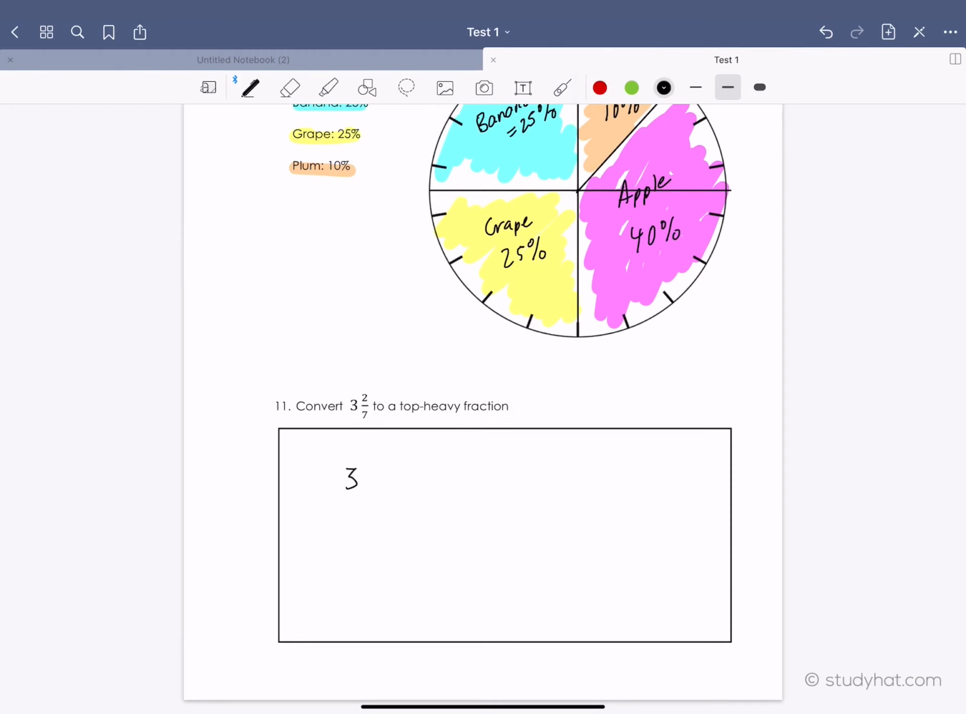Okay, convert 3 2/7 into a top heavy fraction. This is easy. So when we have a mixed fraction like this, we multiply and then we add, and it always goes over the original number. Okay, so it's 3 times 7, add 2. 3 times 7 is 21. So that's 23/7. That is your top heavy fraction.